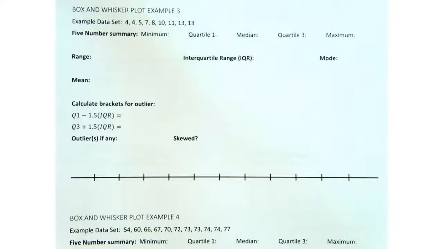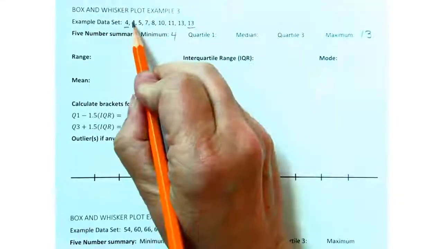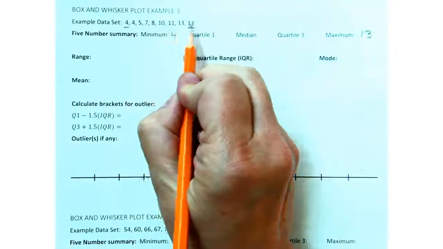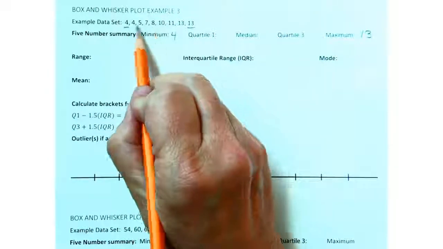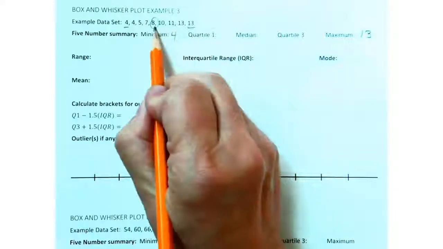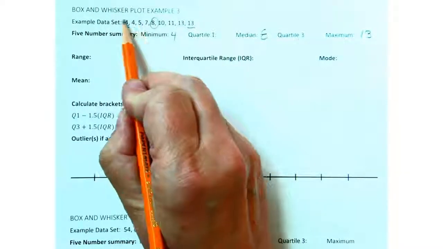Let's look at example 3. Underline the minimum, 4, and the maximum, 13. Now look for the median. This time there is a middle number. Circle the number. The median is 8. When calculating the quartiles, ignore the circled number.